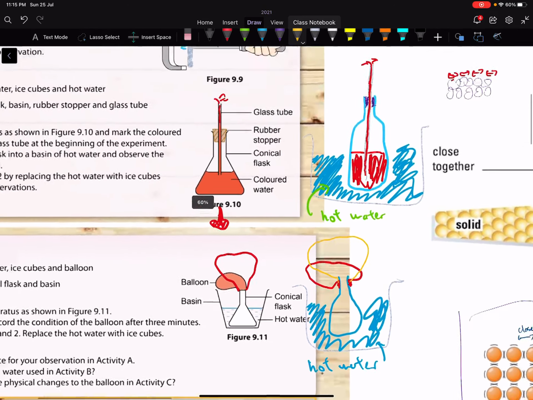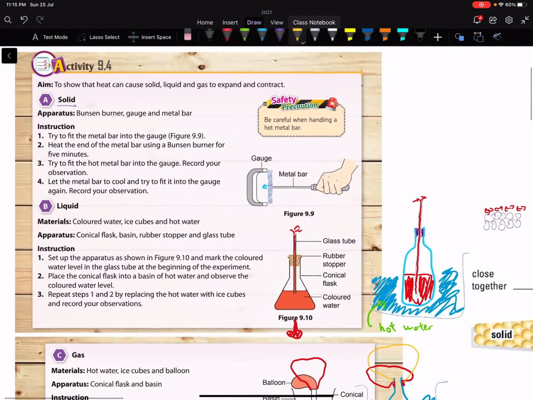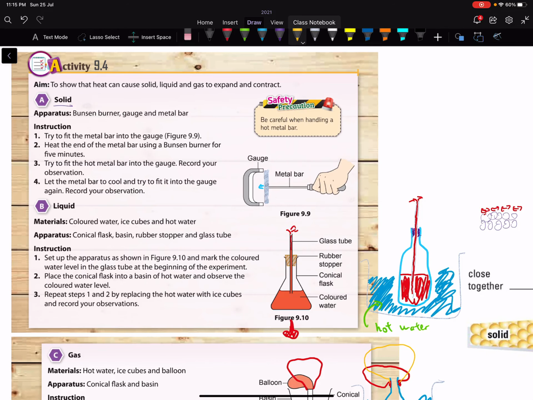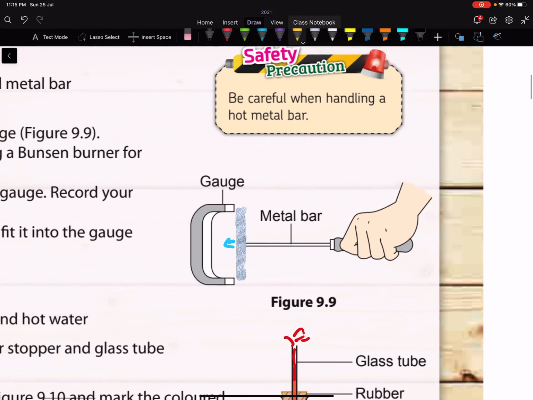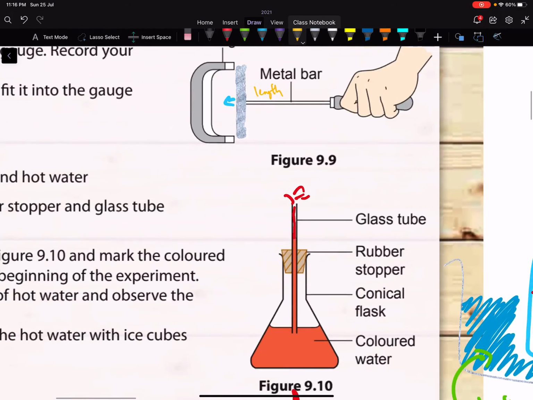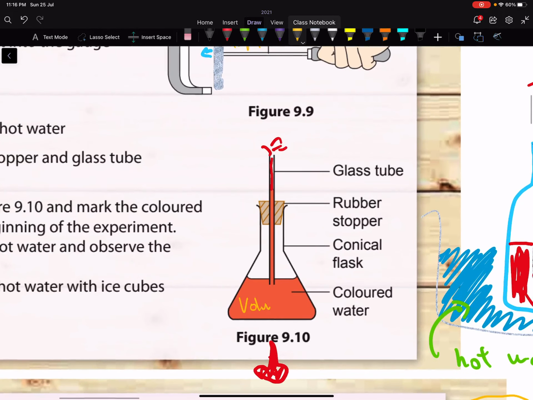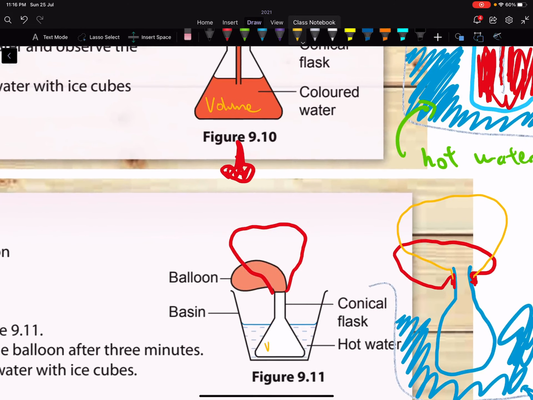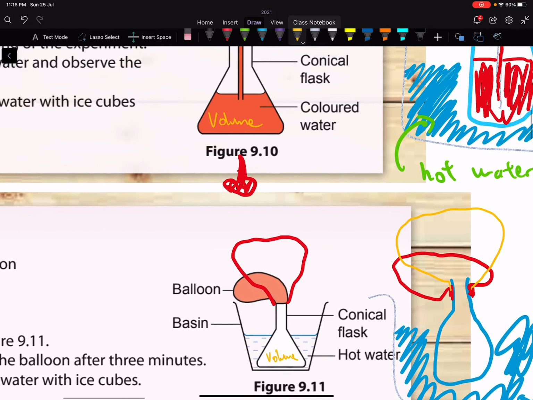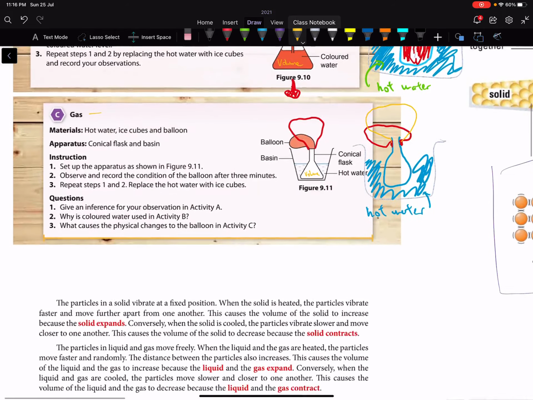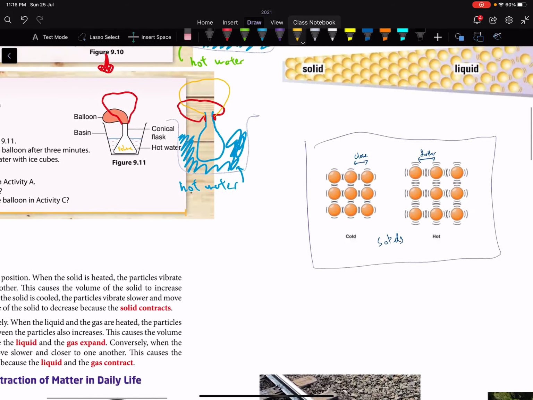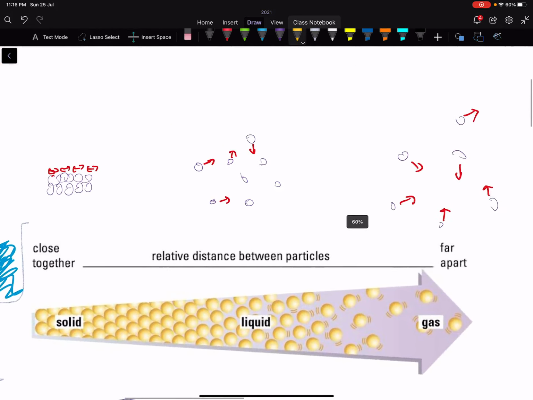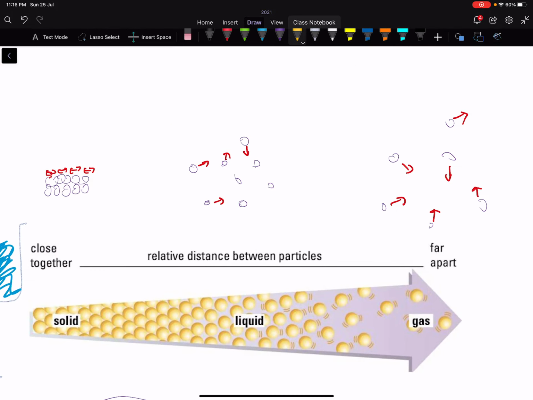Right, in all three cases, you can see that when we add heat to the object, it doesn't matter whether it's solid, liquid, or gas, it will expand. For the solid, it increases in length. For the liquid, it increases in volume, and the gas inside here expands in volume also. Now, how is it related to the three states of matter? Have a look.